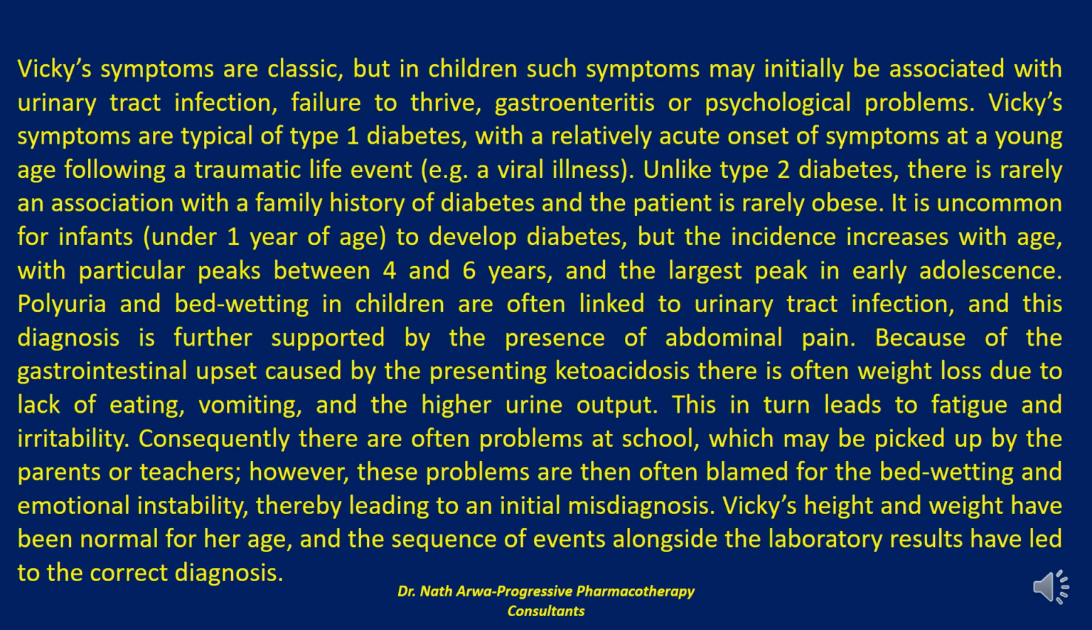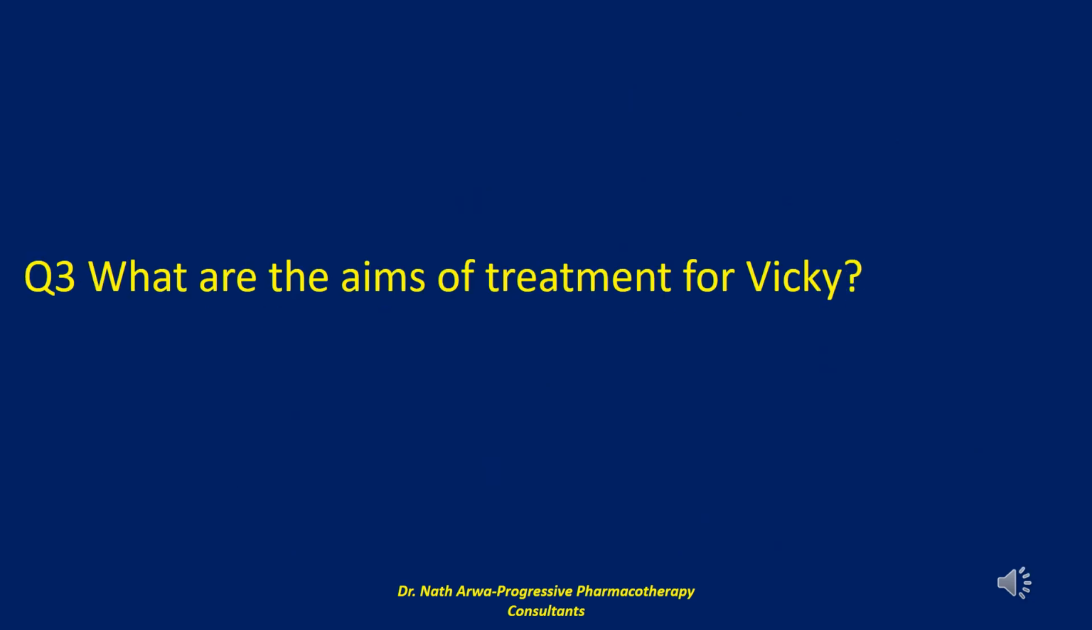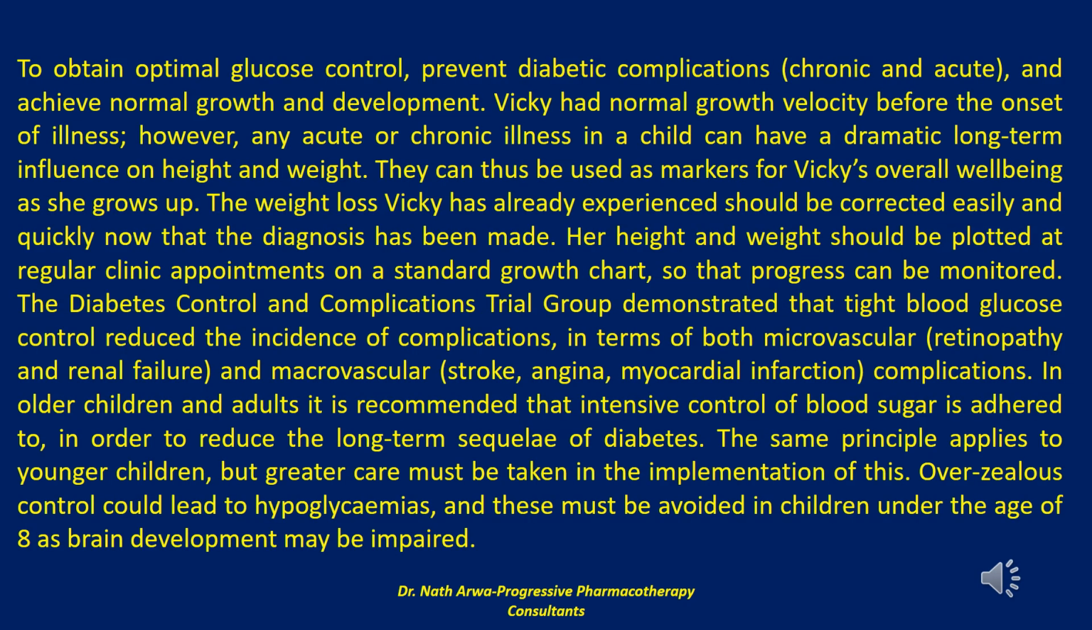Vicky's height and weight have been normal for her age, and the sequence of events alongside the laboratory results have led to the correct diagnosis. Question 3 reads, what are the aims of treatment for Vicky? To obtain optimal glucose control, prevent diabetic complications, chronic and acute, and achieve normal growth and development.